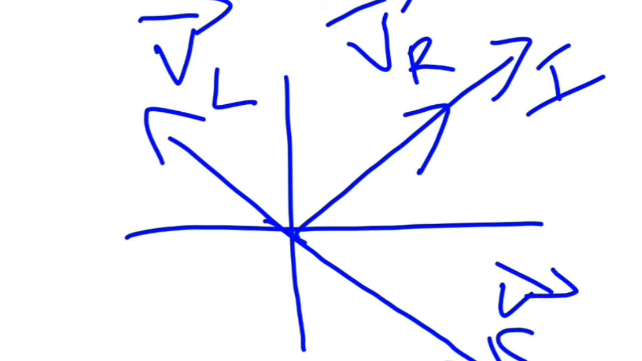So we have to be careful in drawing. Both these angles should be 90 degrees. That means the angle between I and VL and the angle between I and VC should be 90 degrees. This is how we start with the phasor diagram.